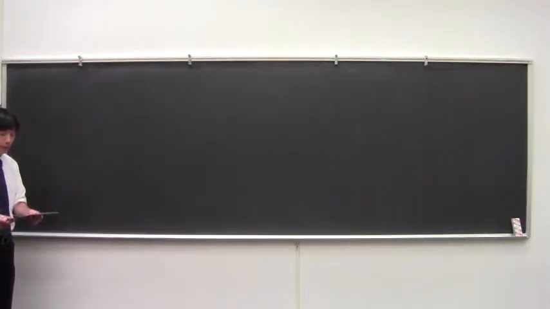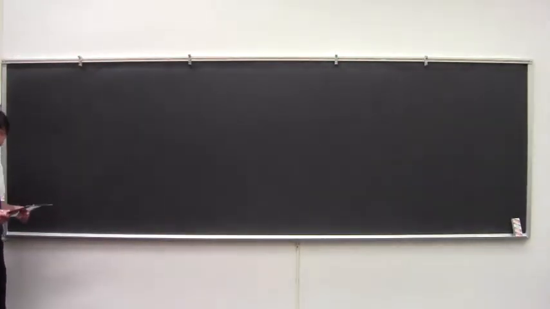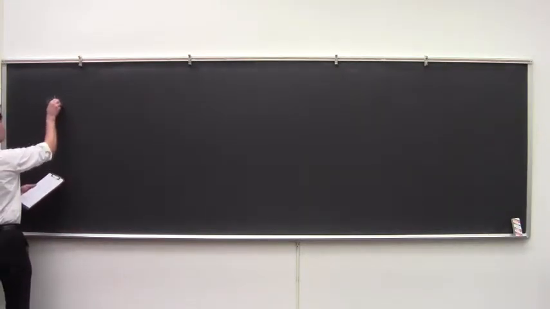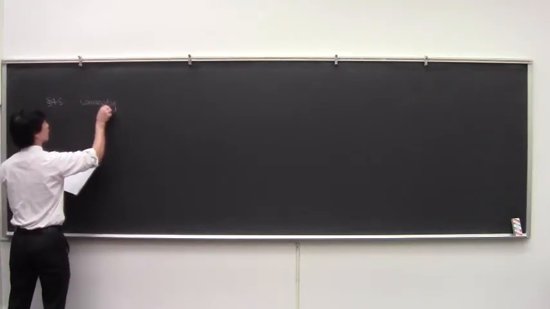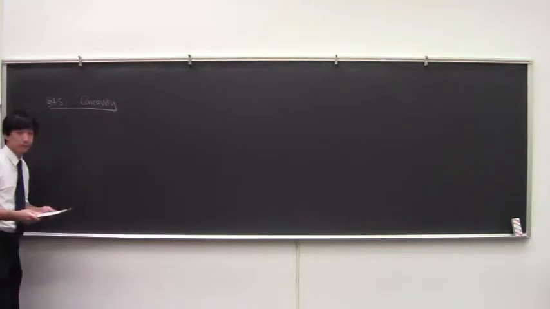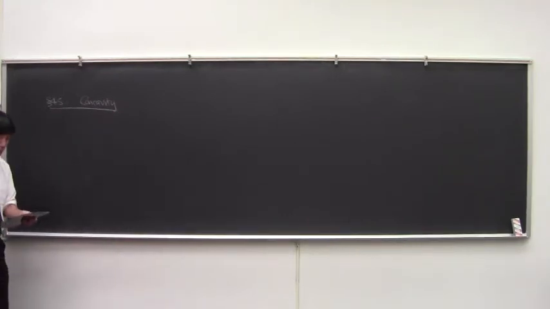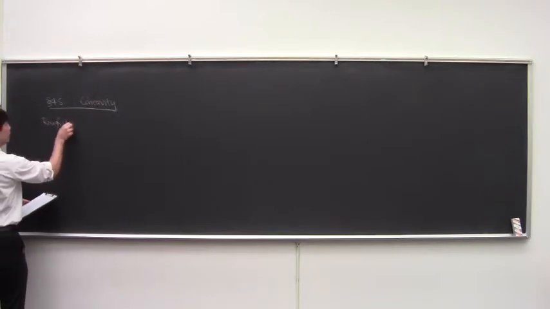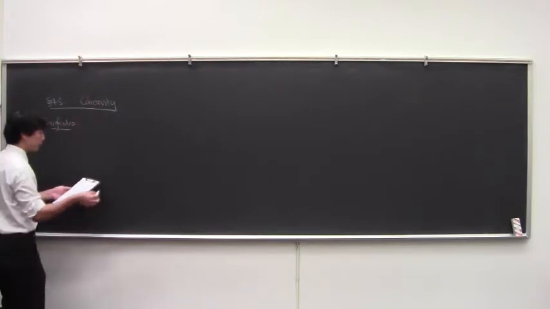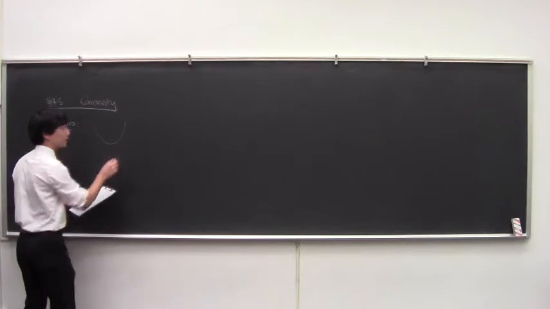There's another test called the second derivative test, involving the second derivative, and it really relies on a notion called concavity. So we'll start off with this. Roughly speaking, concavity is when your graph looks like this.